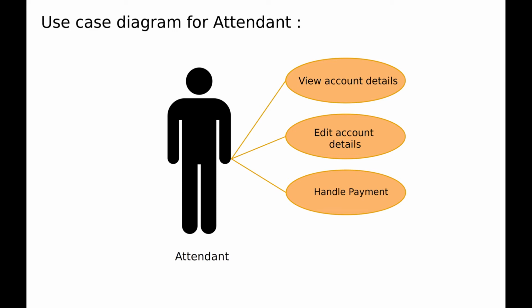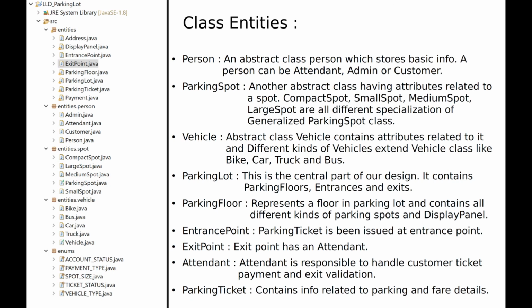Now let's look at some of the class entities that are going to be part of our design. First is the person class. This is an abstract class. It contains basic information of a person. Further concrete classes that extend this class are the attendant class, admin class, and customer class. Then we have the parking spot class. This class is again an abstract class. A parking spot can be of different sizes. So we have different classes that inherit the parking spot class, like compact spot, small spot, medium spot, and large spot.